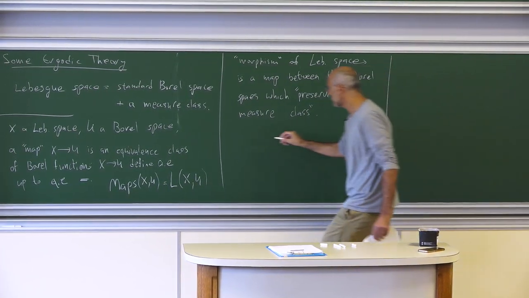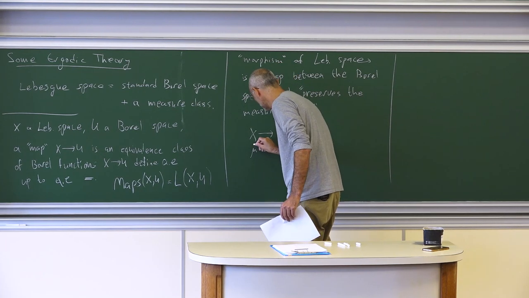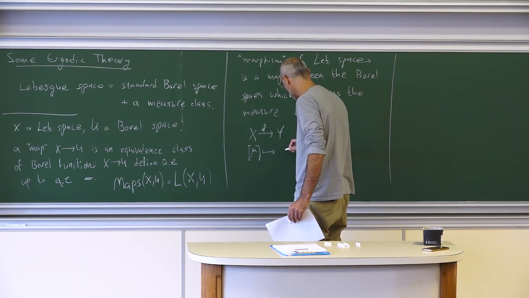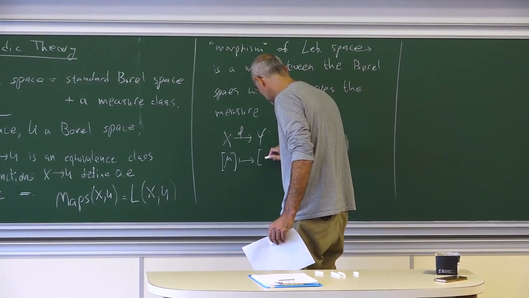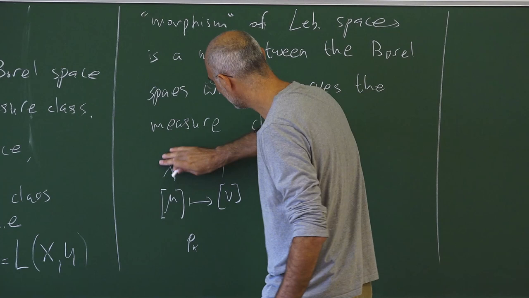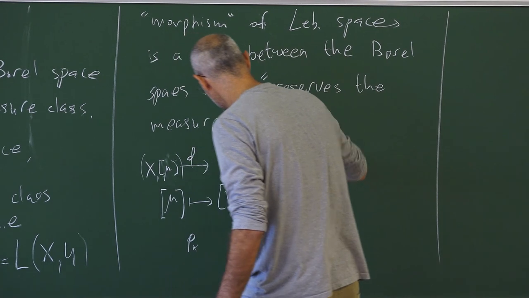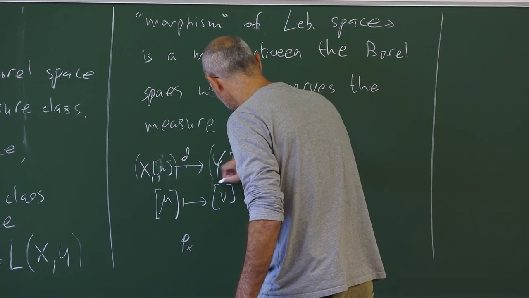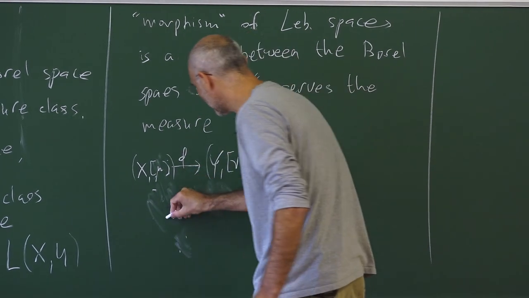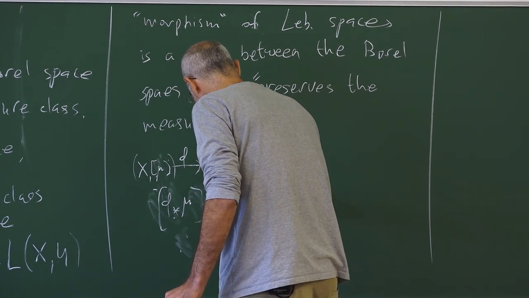So if I have X to Y, and here I have the measure mu, and here I have phi, and here I have the measure nu, then, sorry, (X, mu), (Y, nu), then the demand for this to be a morphism is that phi star mu is equivalent to nu.